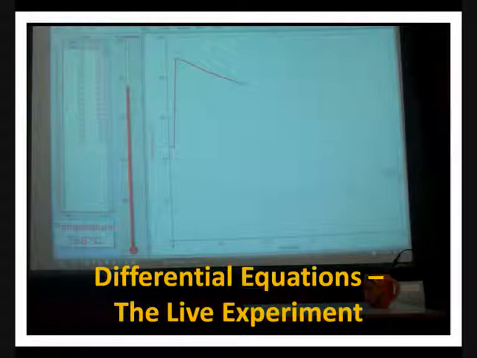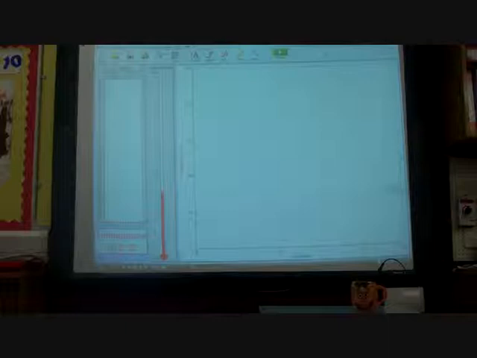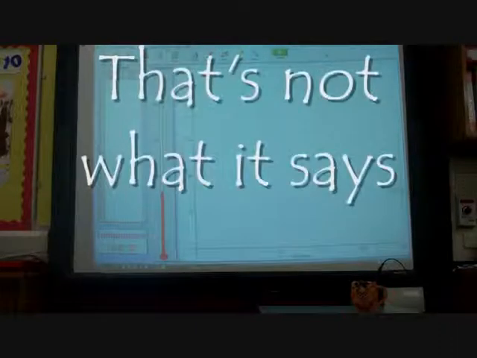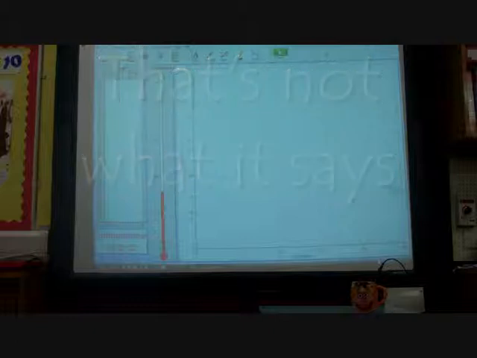Hello and welcome to a differential equation experiment. What we're going to be doing today is measuring the temperature of some water. The kettle is just on its way to boiling at the moment. Currently room temperature is very cold, it's 15.7 degrees. We're just waiting for the kettle to boil and then we can start our experiment.